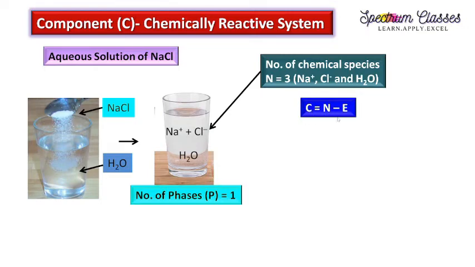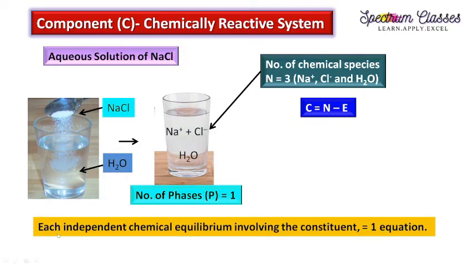Now coming to the formula which we discussed in our previous slide, the number of components is equal to the number of species minus the number of equations relating to their concentration. If we express the species of a given system in terms of equilibrium equations, then each equilibrium will be considered as one equation. So E will be 1 for each equilibrium.